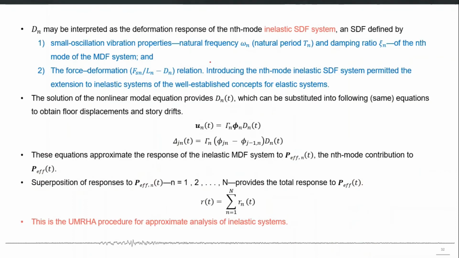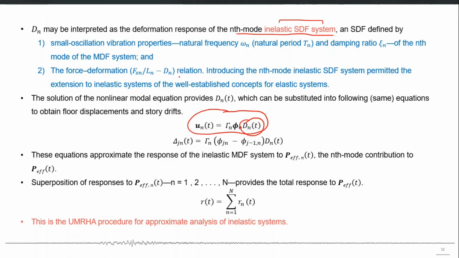Dn actually may be interpreted as the deformation response of the nth mode's inelastic single degree of freedom system, compared to the response of an elastic single degree of freedom system in the classical RHA. So the equation is the same, but now this Dn will be coming from the nonlinear response history of an inelastic single degree of freedom system, no more elastic.